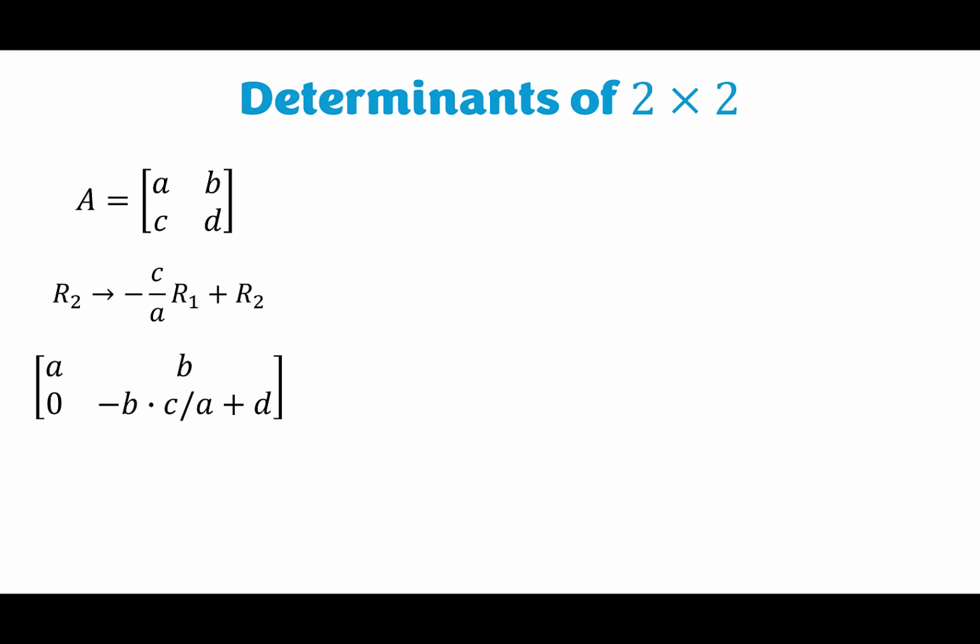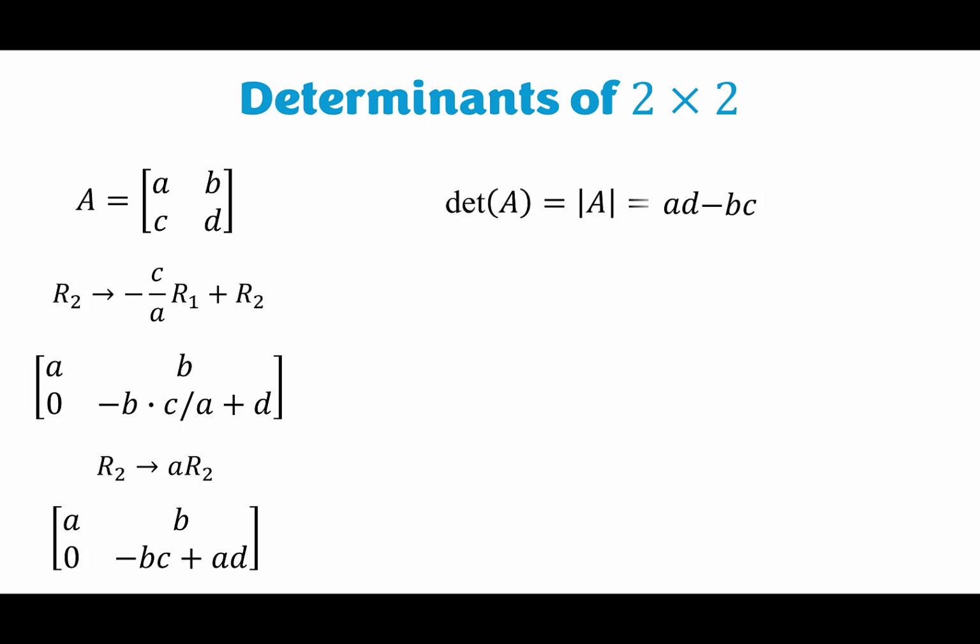And that can be written a little nicer by scaling row 2 by A, and you get this new matrix here. And the element in the bottom right of the matrix is now negative BC plus AD. And that number, which we usually write as AD minus BC, is what we call the determinant of a 2x2 matrix. And we have two different notations for the determinant of a matrix A, as DET parentheses A, or you can use bars around the A. Those both mean by convention the determinant of the matrix A.